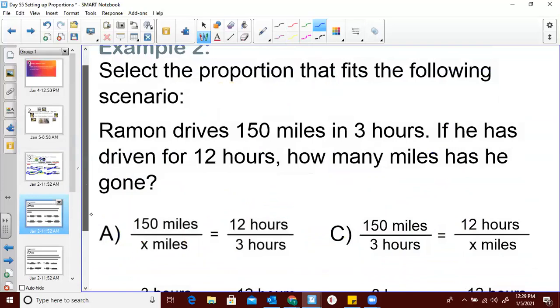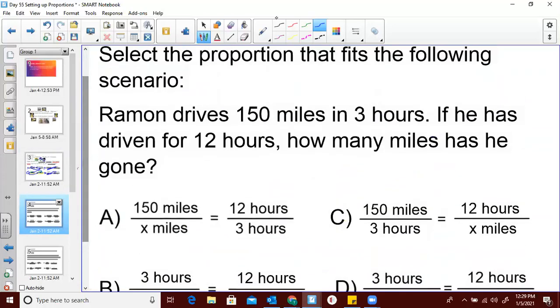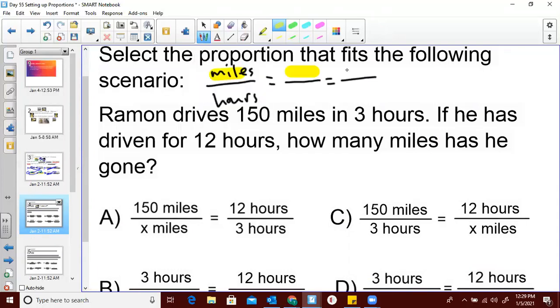All right, just like the last one, Ramon drives 150 miles in 3 hours. So again, let's start off with miles over hours. And then set up your proportion. And don't forget, I'm going to highlight this one again just to drive it home. Be consistent. If miles are in your numerator, all your miles go in your numerator. If hours is your denominator, all your hours go in your denominator.